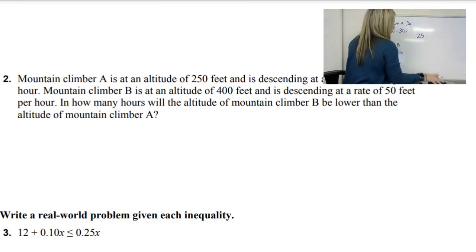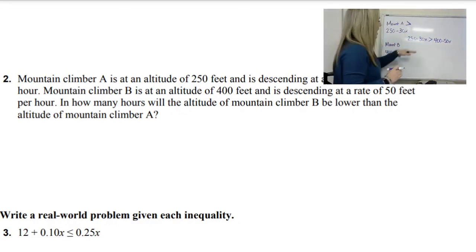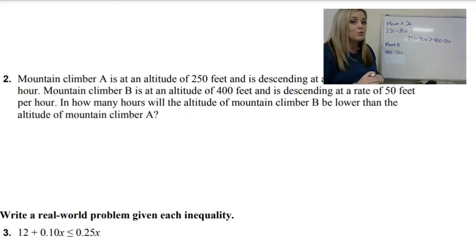So let's put these together. Let me move it over a little bit because I can't see myself currently. So mountain climber A is 250 minus 30x, and we want A to be bigger, and then 400 minus 50x, okay? That would be the inequality that we would get for that. If you don't have any questions, you can get started on your quizzes assignment.